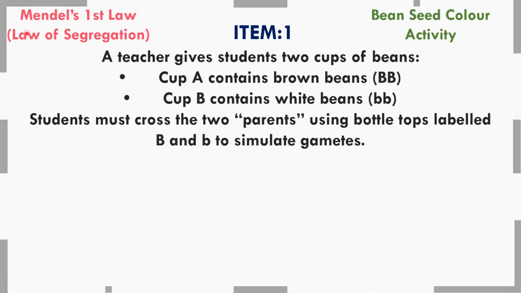We are going to start with Mendel's first law, the law of segregation. We shall use the bean seed color activity. Item 1. A teacher gives students 2 cups of beans. Cup A contains brown beans, capital B, capital B. Cup B contains white beans, small b, small b. Students must cross the 2 parents using bottle tops labeled capital B and small b to simulate gametes.